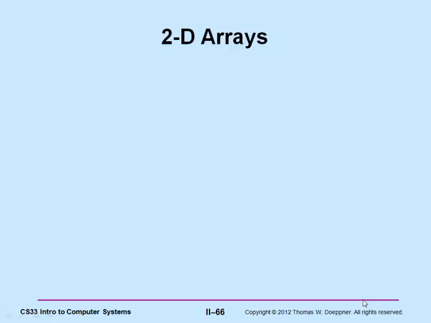So we left off last time talking about 2D arrays. These 2D arrays make sense, but they aren't exactly straightforward at first glance. So let's suppose we've got some data type t. So t could be int, for example.